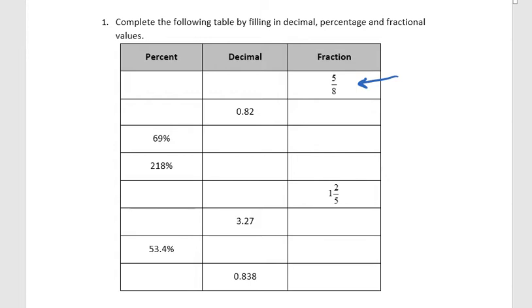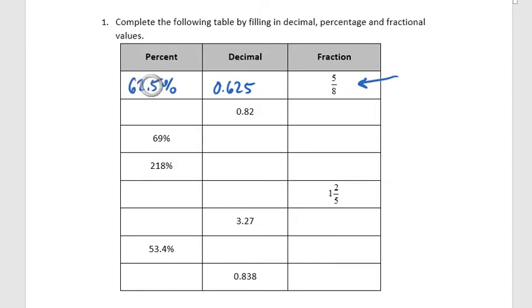So I'm going to take 5 divided by 8, which is going to give me 0.625 as a decimal. Now I want to take that decimal and turn it into a percent. Well, percent means out of 100, so I'm going to take this decimal and move it 2 places to the right. 1, 2, so that's going to be 62.5%. The percent always looks bigger.